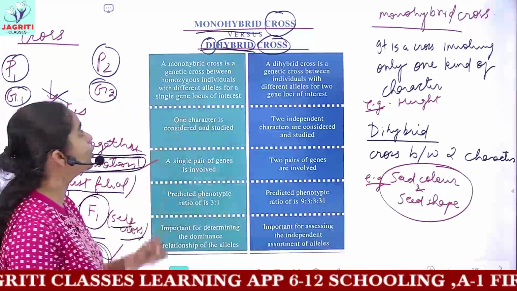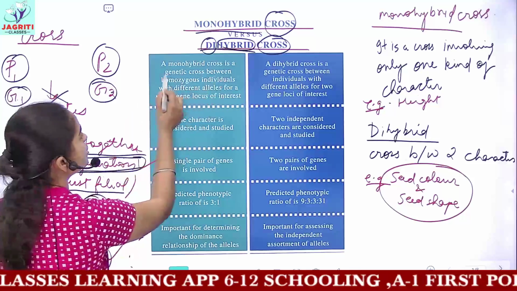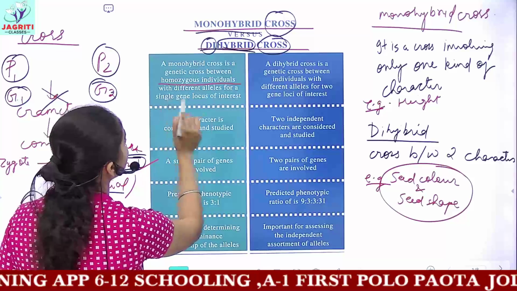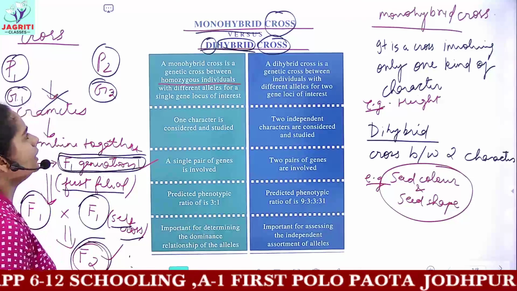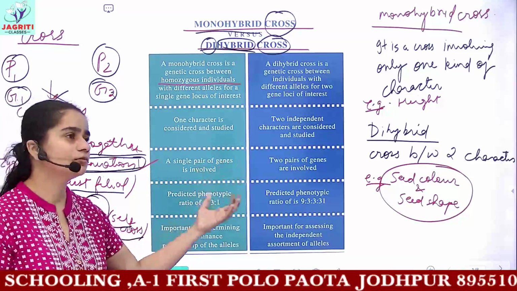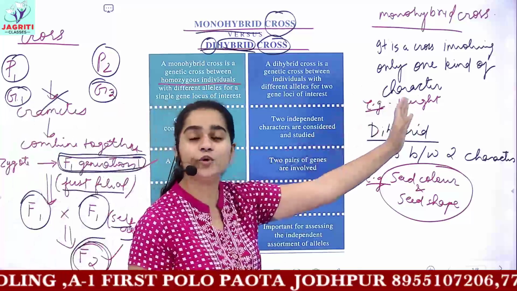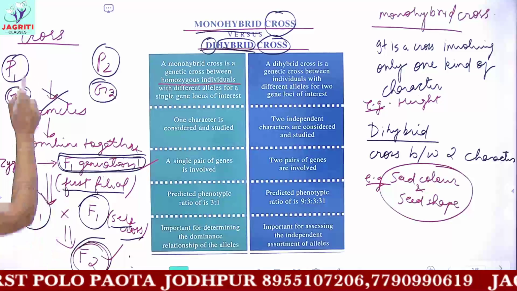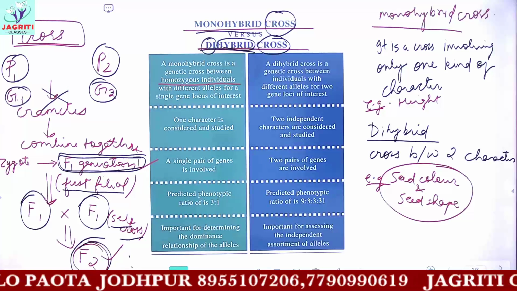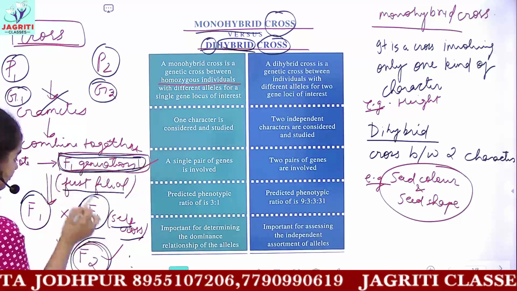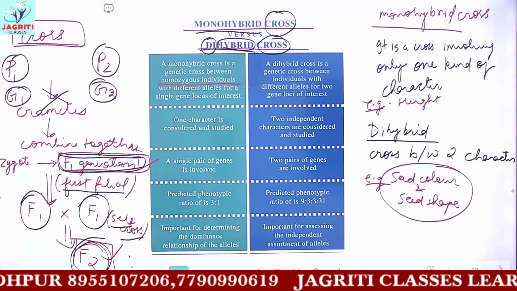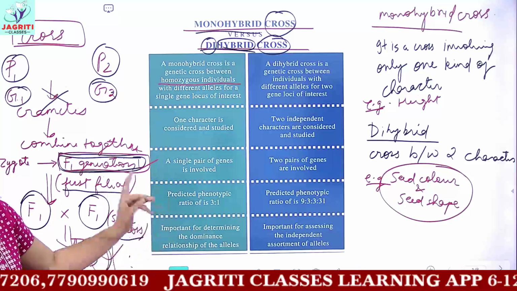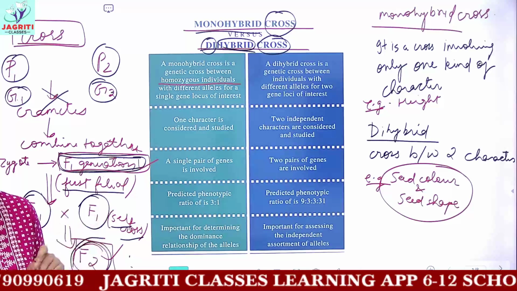So let's see the points once. A monohybrid cross is a genetic cross between homozygous individuals with different alleles for a single gene. We will not be going into detail because you can be asked only the definition of monohybrid and dihybrid cross with an example. The main basis is how you perform the cross, and then you have to know the F1 and F2 phenotypic and genotypic ratio. So this is our only purpose. You can read the points out, and we'll now be moving on to the monohybrid cross topic.